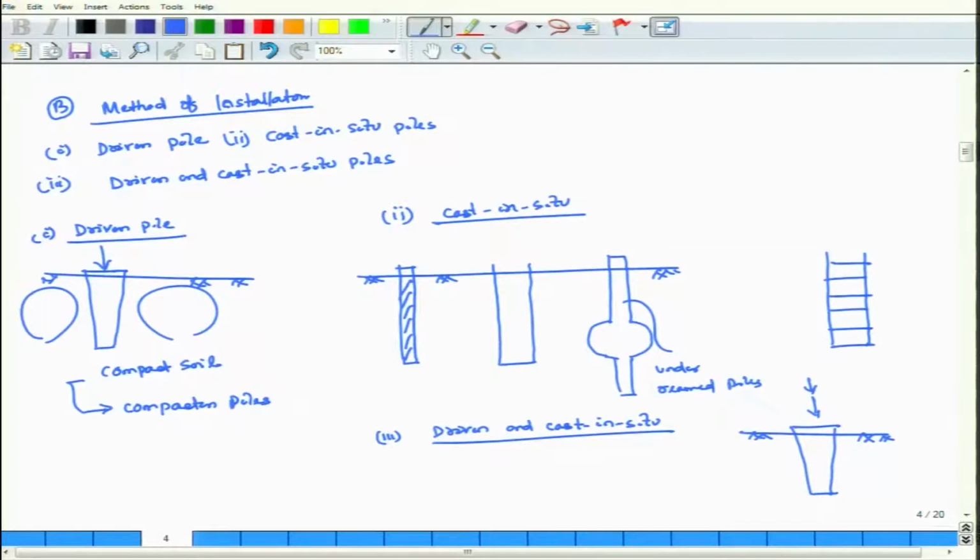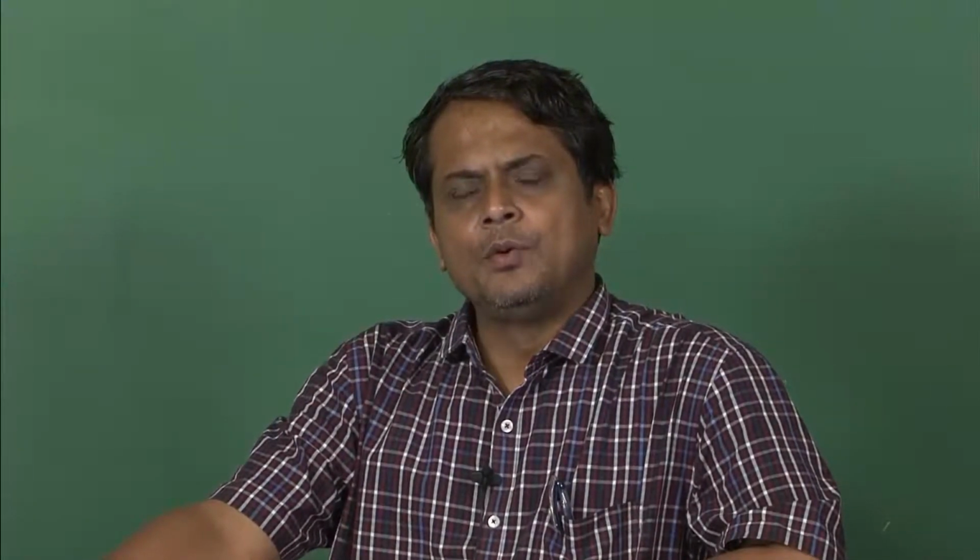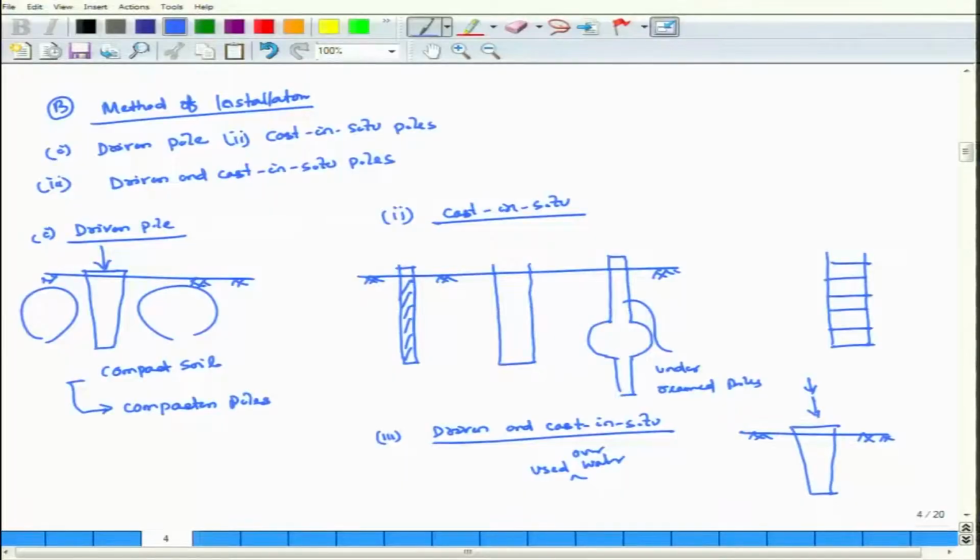It has been used over water, particularly where there is water. It is very difficult to go for borehole and place the caging. So, what will happen? You do the piling in the field, bring it and simply drive it. That is why it is called driven and cast in situ.